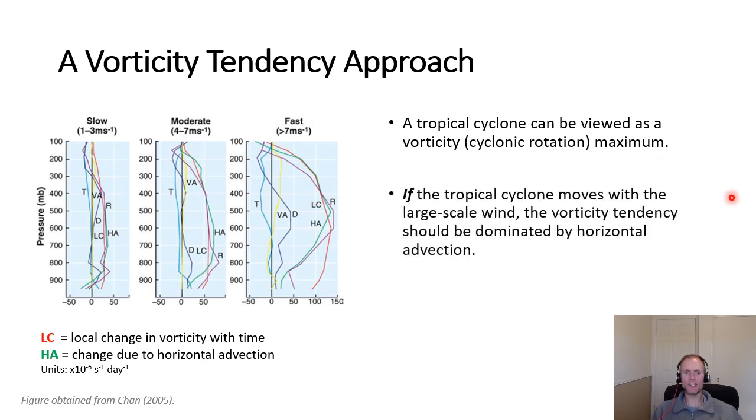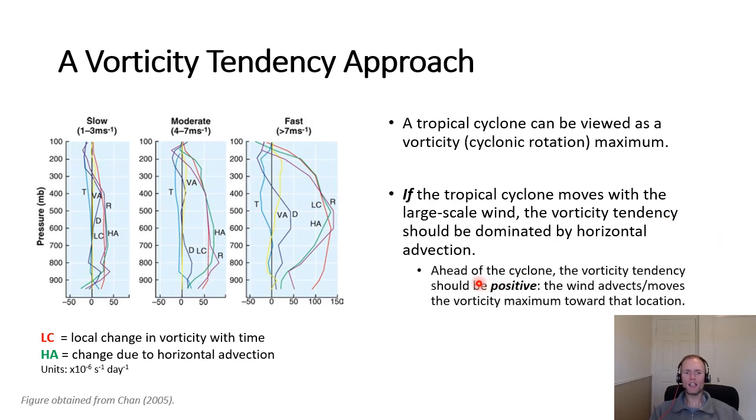So, given this, if the tropical cyclone moves with the large-scale wind, the vorticity tendency, which is the change in vorticity over time at a given point, should be dominated by horizontal advection. Let's say that I have a point here, and my cyclone is over here, and I have some wind that is trying to move it toward that point. At that point, the wind is increasing the cyclonic vorticity as the tropical cyclone is brought closer to that point. So we define that as cyclonic or positive vorticity advection. And so again, ahead of the cyclone, that vorticity tendency should be positive.